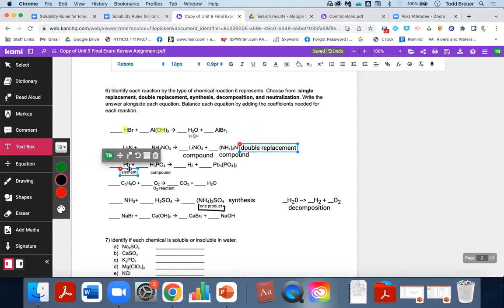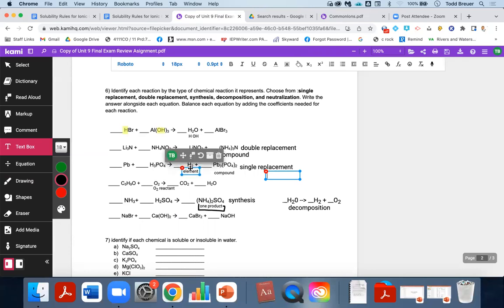In the example below, there is swapping that occurs, but the reason that we call this one single replacement has to do with what participates in the swapping. There's always an element in a compound as a reactant, and it forms a new element and a new compound when the swapping happens. So Pb was alone, but on the right side, it attaches to a compound with PO4. H was part of a compound on the left, but now it separates itself and becomes the element. That's what identifies that, a single replacement. An element and a compound form an element and a compound.